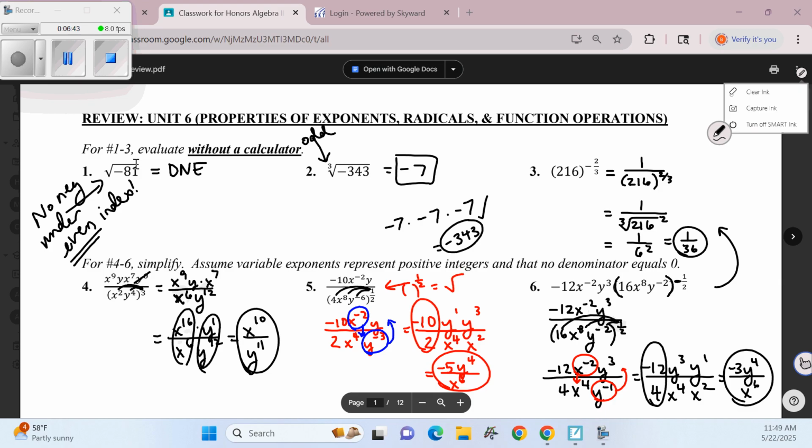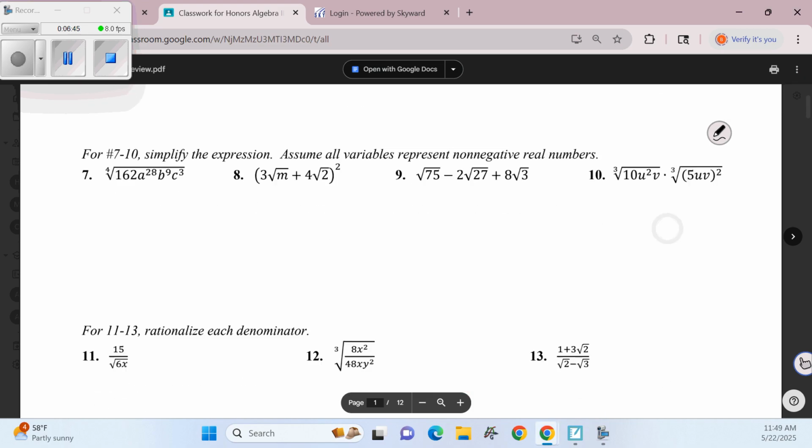Okay, let's move on. 7, 8, 9, and 10 is all dealing with properties of radicals. So simplifying a radical that has both variables and numbers in there, we're looking at a 4th root. So on our powers chart, we would look at that n to the 4th column, and we'd say to ourselves, is there a perfect 4th that goes into 162? And the answer is yes. 81 times 2. 81 is a perfect 4th.